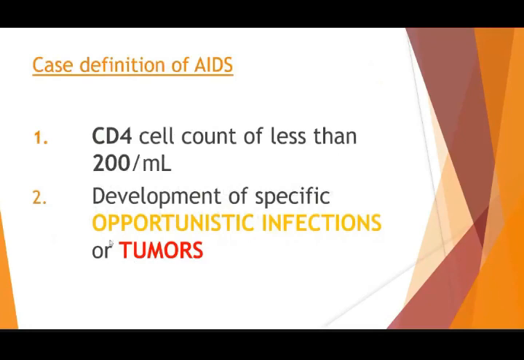So what about the case definition? How can we diagnose AIDS? There will be a CD4 count less than 200, plus development of specific opportunistic infections or tumors. So when a patient with HIV has a CD4 count below 200, and we see a certain opportunistic infection or a tumor, we call it an AIDS patient. So in the case definition of AIDS, you have a CD4 count plus development of specific infections or tumors. So you have a lab test plus clinical presentation.